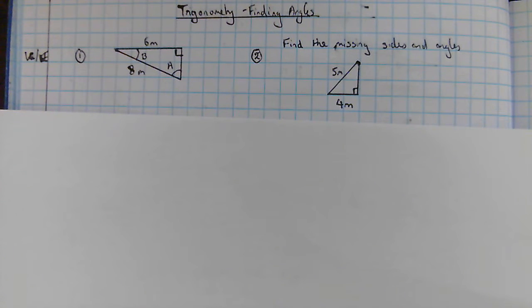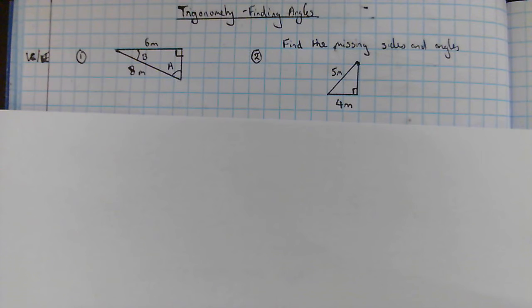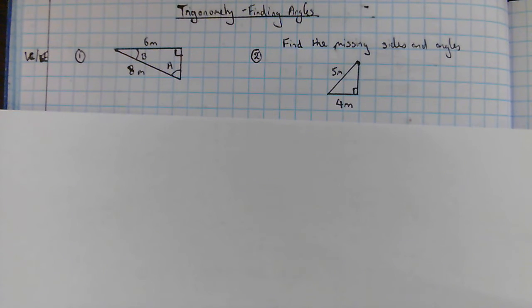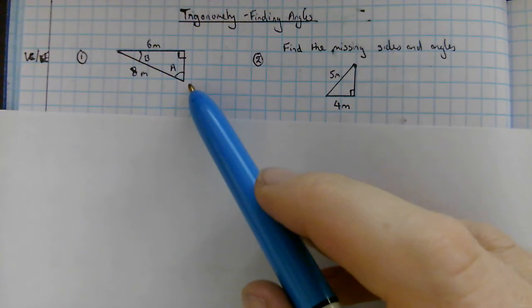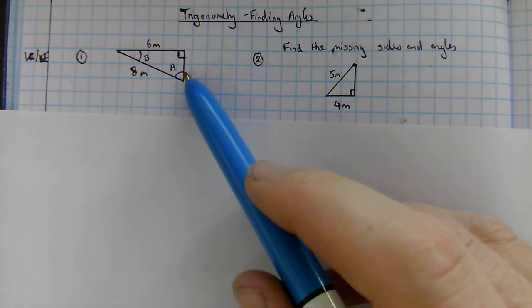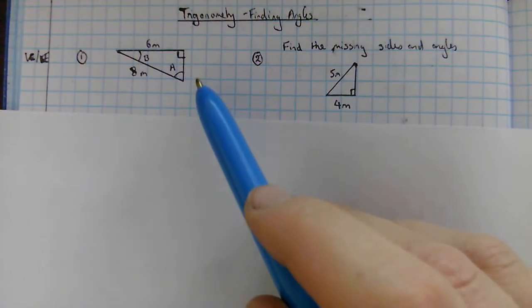Okay, so the last skill that we need on this unit is to be able to use our approach to trigonometry to find sides. And we're going to have a look at two worked examples here. So I've been asked for the first triangle to find angle A. I'm going to look at angle A first and then I'm going to look at angle B afterwards.